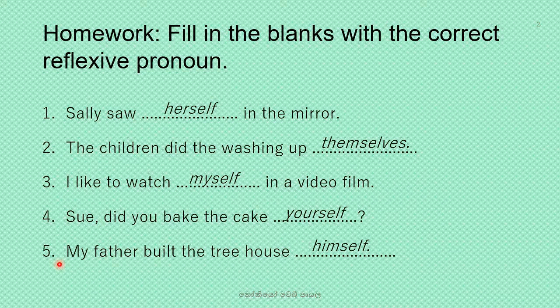Fifth sentence. My father built the tree house blank. Here, my father is a third person singular noun, so my father can be replaced by he. If it is he, the reflexive pronoun should be himself. So we get the answer: my father built the tree house himself.